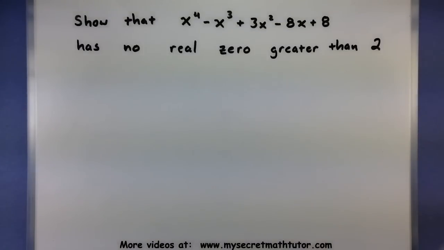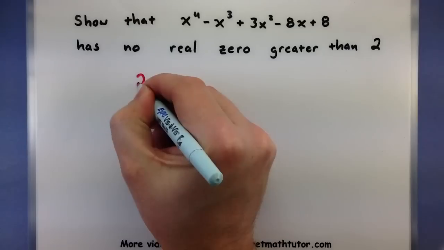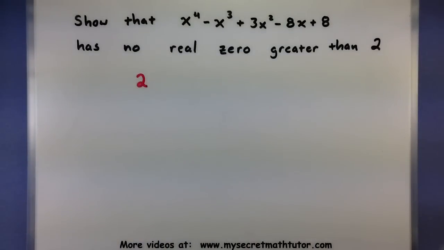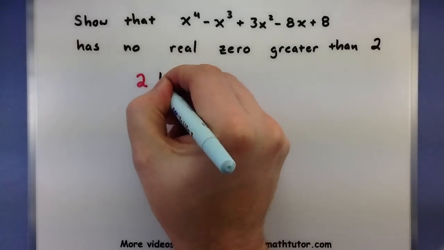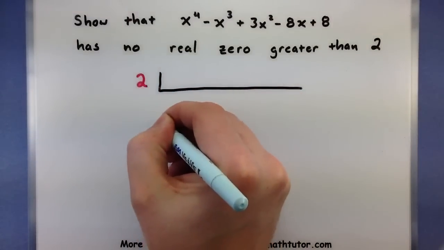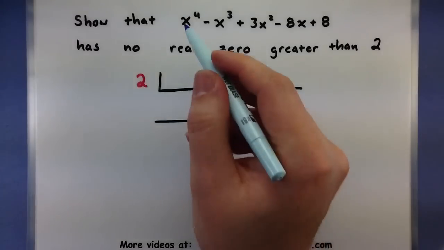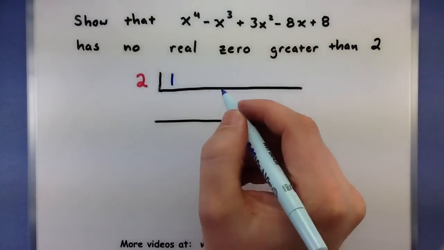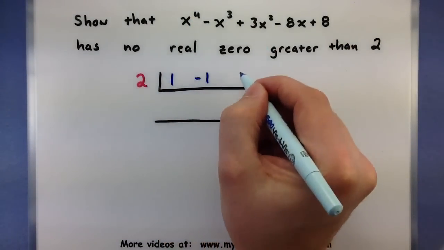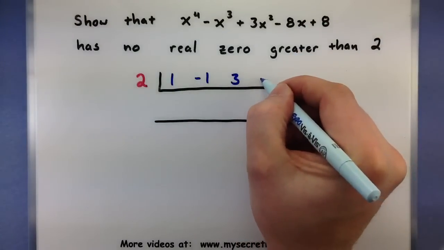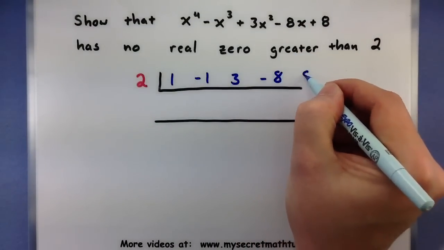So I want to use this theorem to show that x to the fourth minus x cubed plus 3x squared minus 8x plus 8 has no zeros greater than 2. So according to the setup, I want to take 2 into my synthetic division. So let's grab that synthetic division bar. We'll write out all of our terms of our polynomial. So I have 1 x to the fourth, a negative 1 x cubed, 3 x squared, minus 8 x, and then an 8.